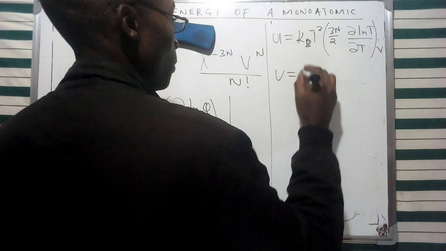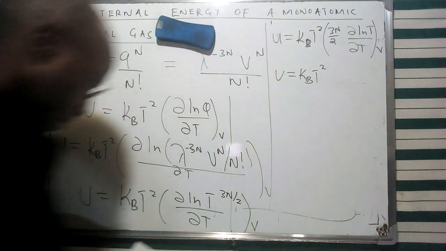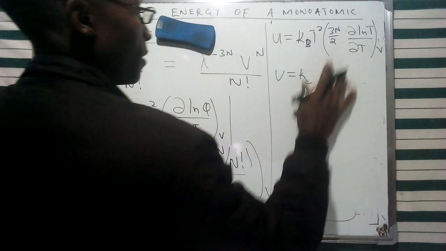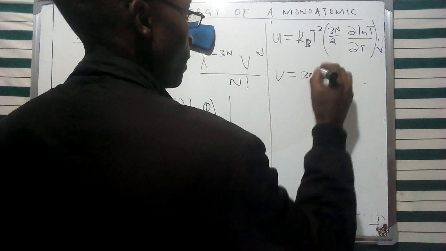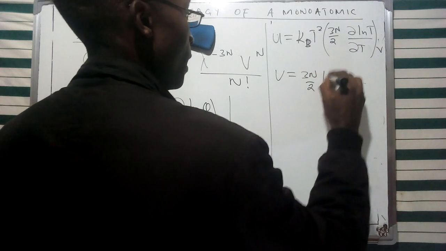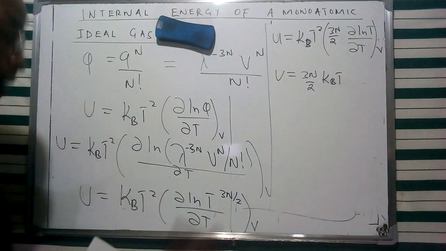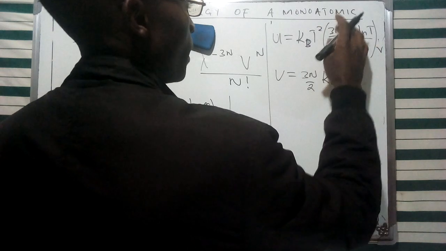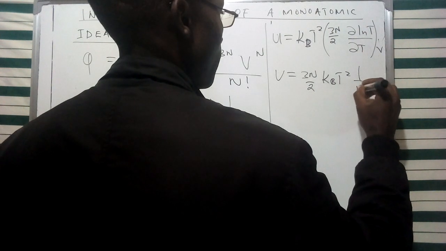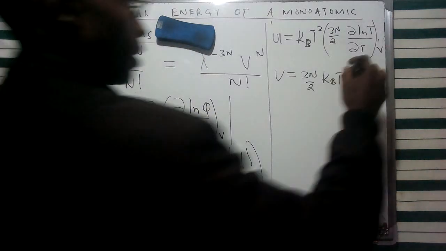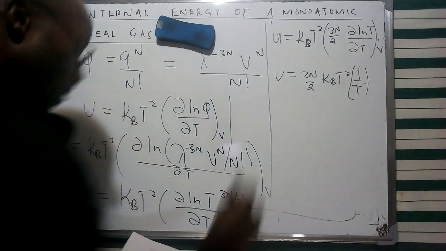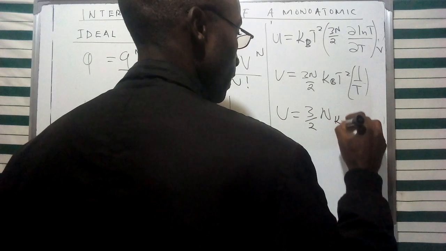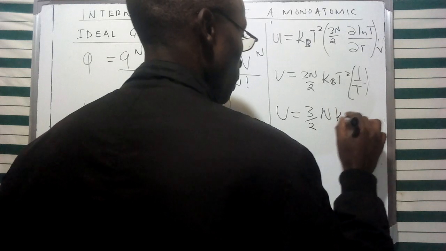So we have U still being simplified. We take this constant, 3n over 2, as a coefficient, and then we have kB T squared. Having taken this constant out, we have the derivative of the natural log of T, given as 1 over T. Then this reduces into U equals 3 over 2 n kB T.